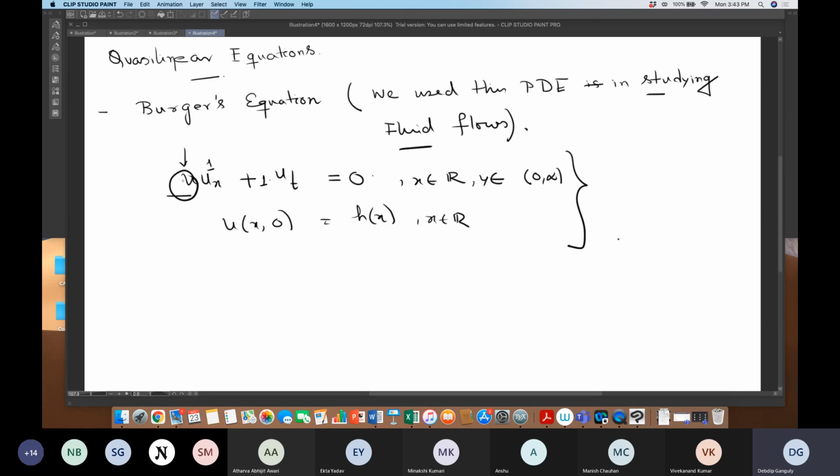But now we have u u_x, so the highest order is 1, and the coefficient of the highest order has a function sitting inside, which is u. If it were only x or x, y, then it's a semi-linear PDE. So now this is a very famous quasi-linear PDE called Burgers' equation. Let's try to solve this PDE.